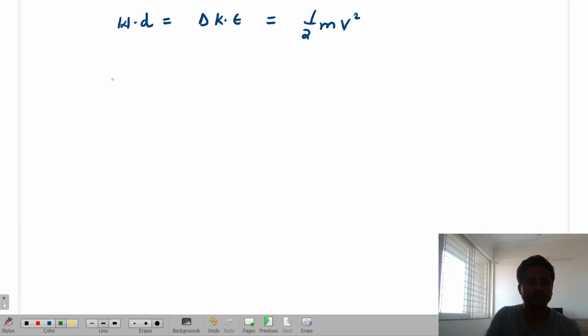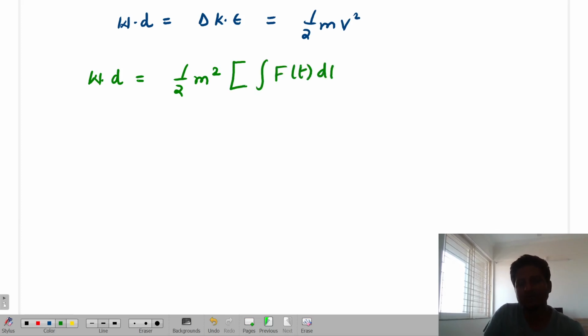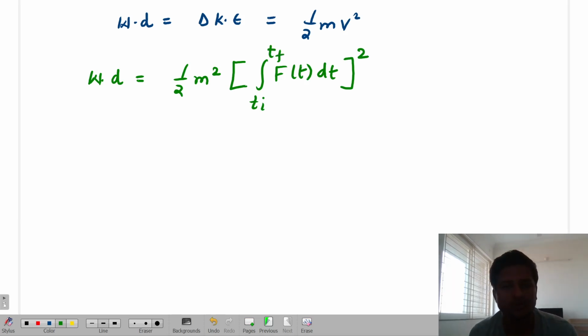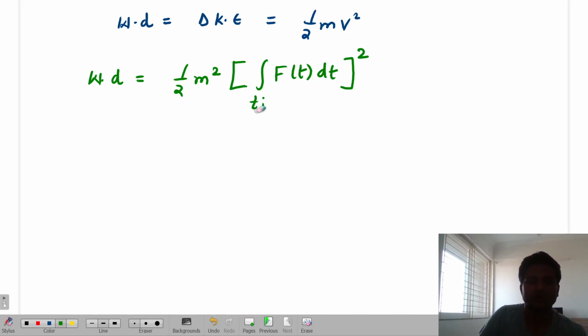So if force is dependent upon time, then work done can be rationalized as half m common, so m square common, integral f t dt whole square, and do this integration from t initial to t final. Are you able to get me or not? What? F times v. No, how come we can write F times v? That's power. Wait on.